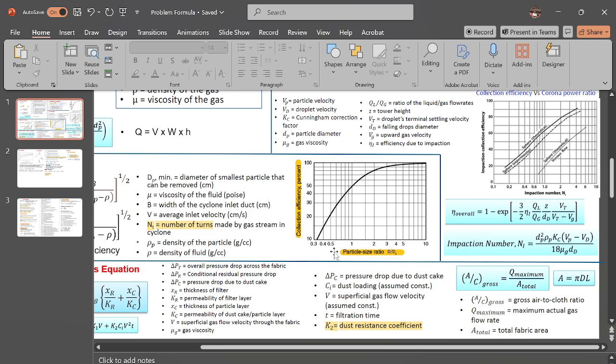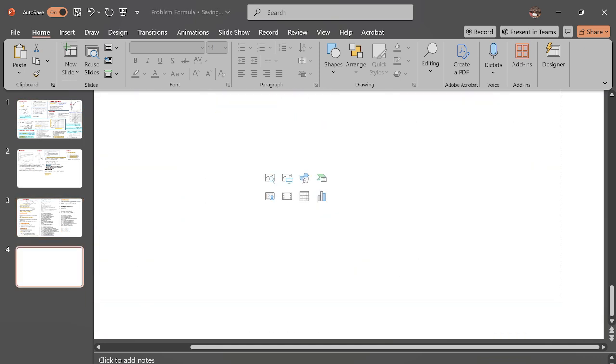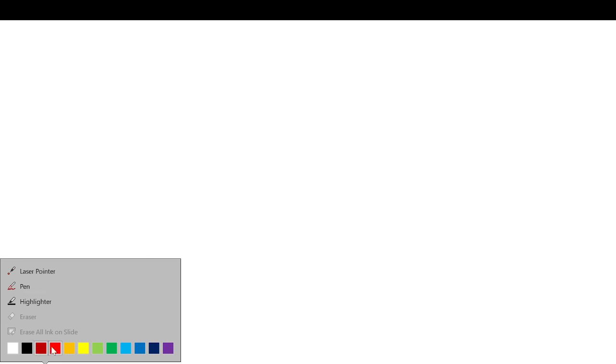Okay. This question I will solve in a sheet again. Let me try to solve. So they have given Q as 800 meter cube per minute.